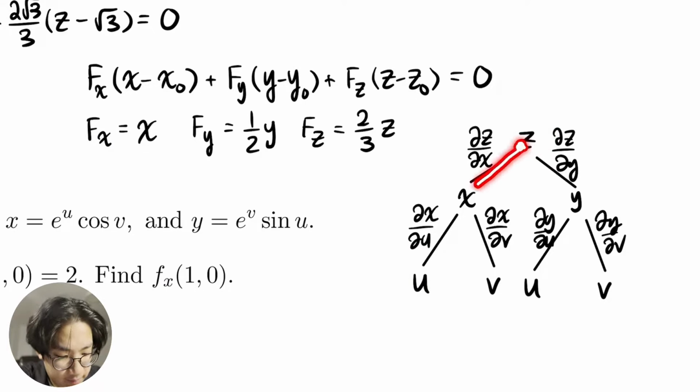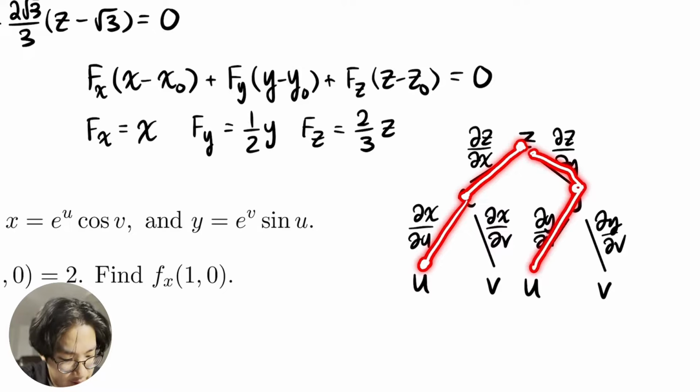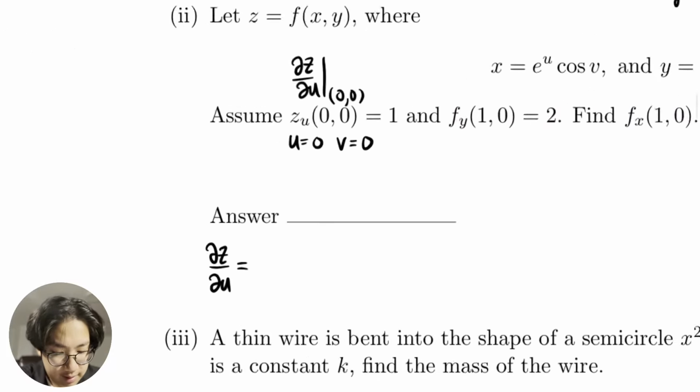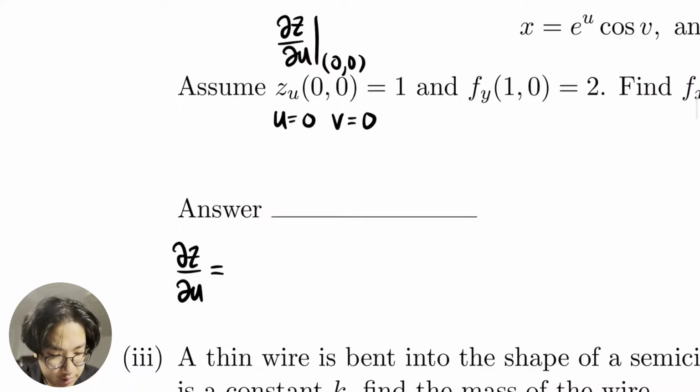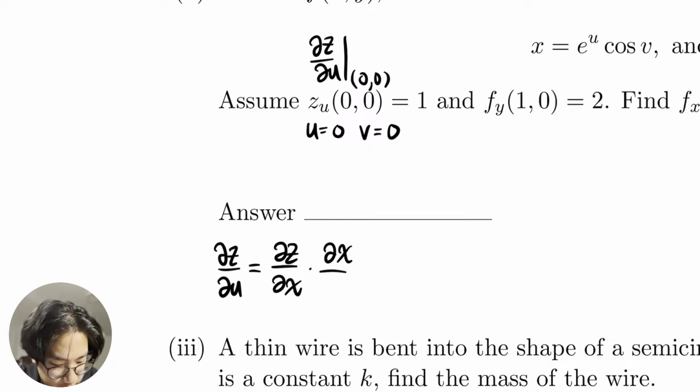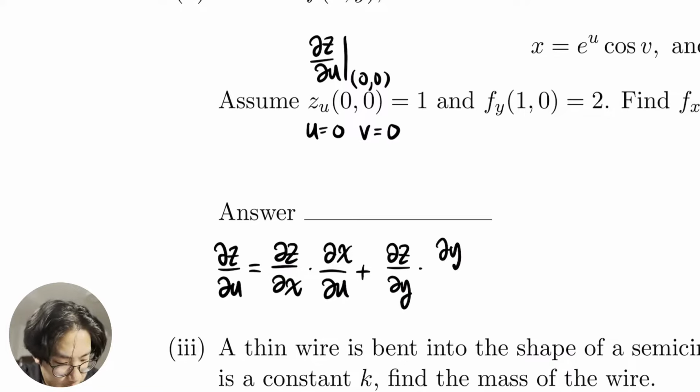So you start here, you go here and here, this is one path. You go here, and then you go here, this is another path. So we're going to multiply these two and add them with these two multiplied together. So this is equal to, let me just check, yeah, partial z, partial x times partial x, partial u, plus partial z, partial y times partial y, partial u.